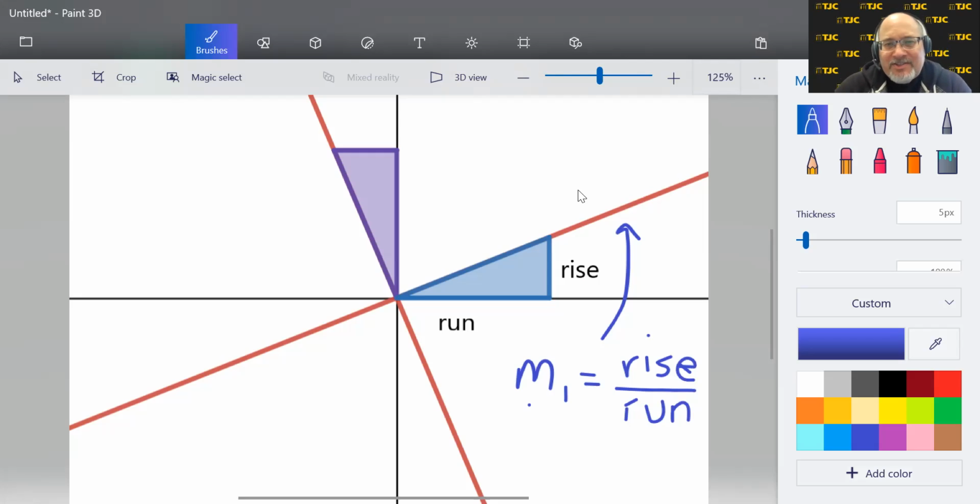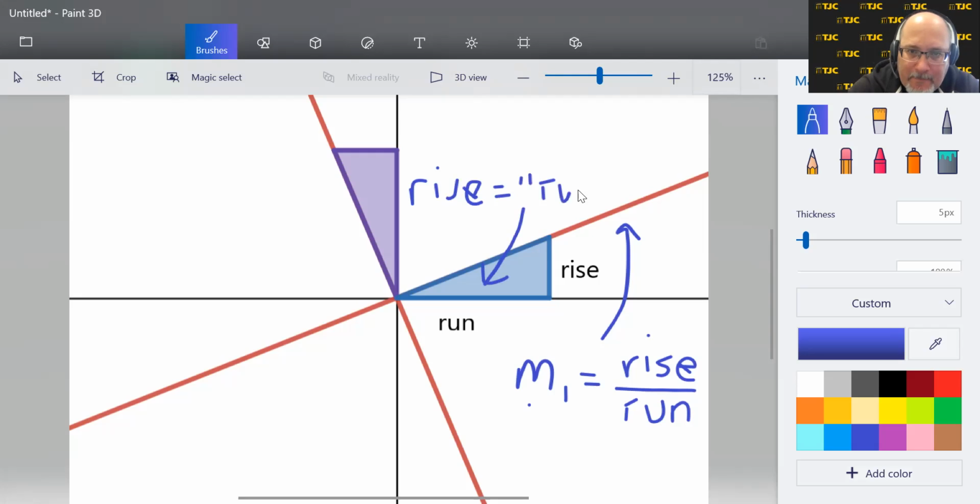But look at the second line, the one going a little steeper with the purple triangle to the side of it. It may not be obvious from this picture, but that purple triangle is the exact same size as the blue triangle, which means that the lengths of the sides are the same, except they trade places. For example, the rise on this one is equal to this run.